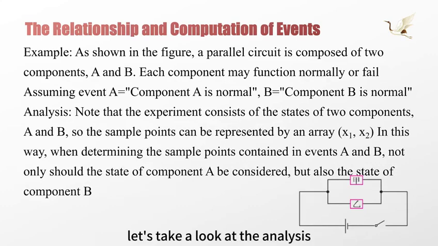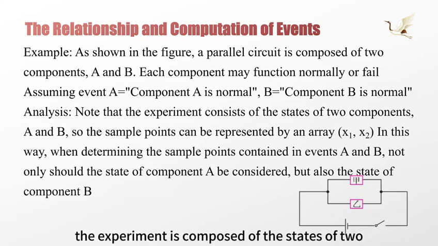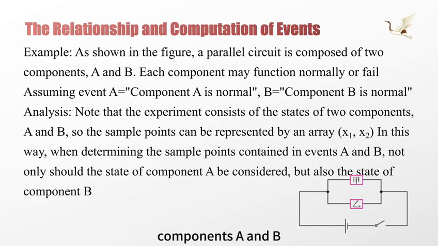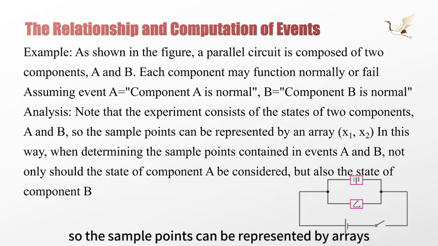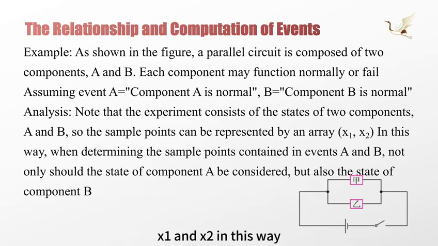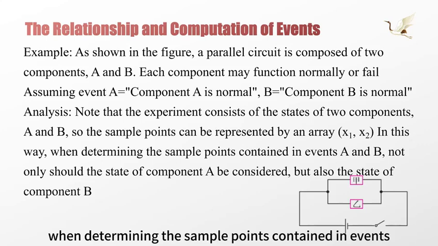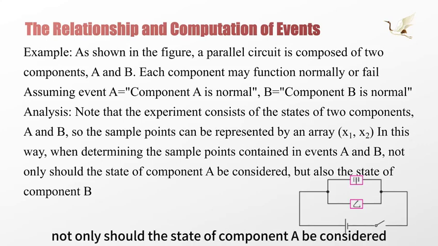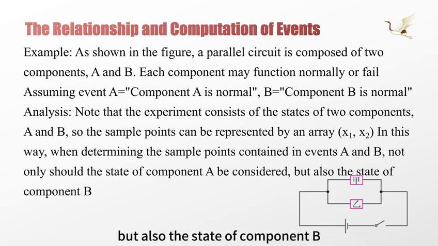Let's take a look at the analysis. Note that the experiment is composed of the states of 2 components, A and B, so the sample points can be represented by arrays (x1, x2). In this way, when determining the sample points contained in events A and B, not only should the state of component A be considered, but also the state of component B. Next, let's take a look at the answer.